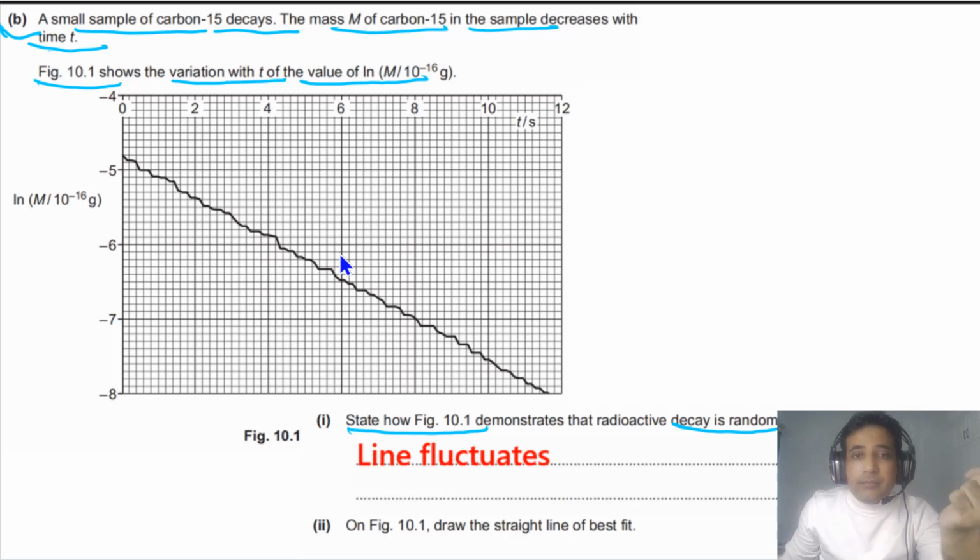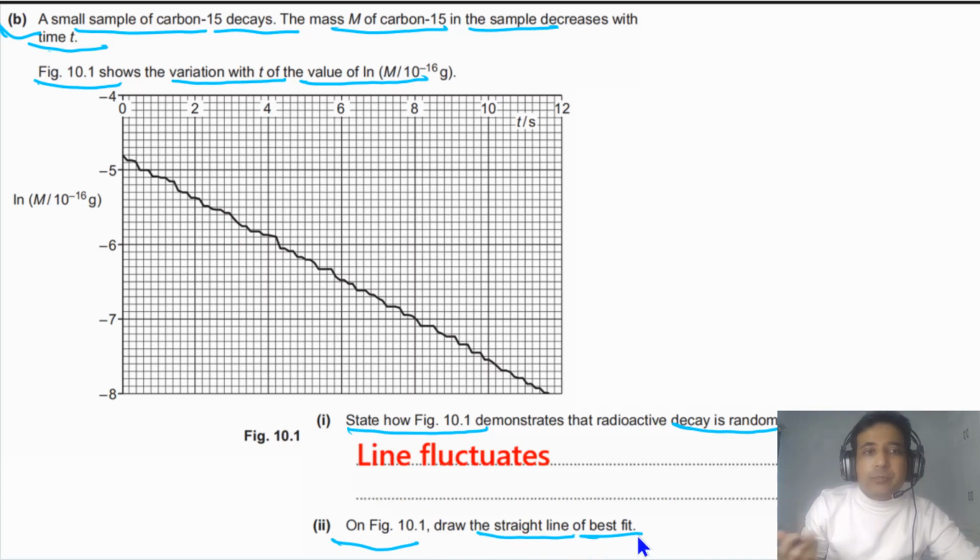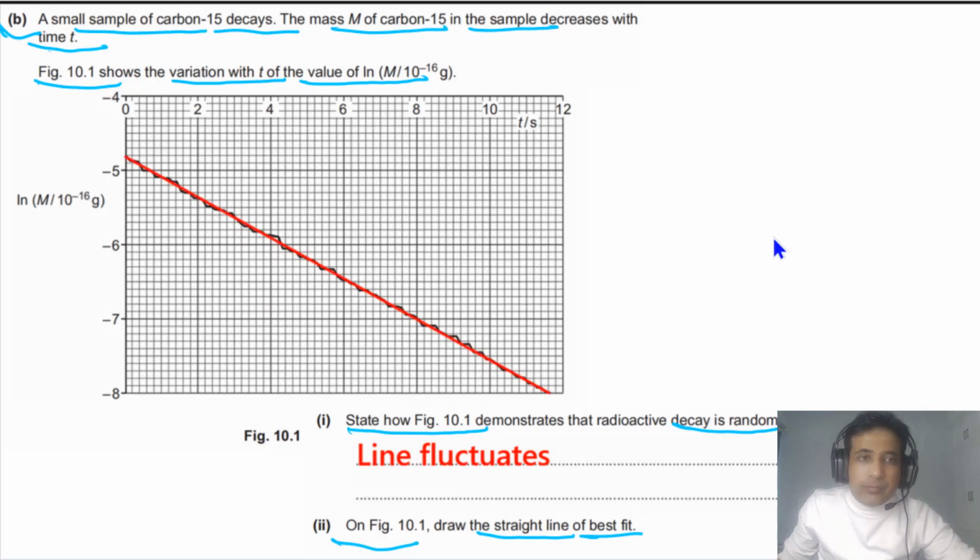For the second part on figure 10.1, we need to draw a straight line of best fit. So let me show you how you can draw it. This is how you can draw the best fit line. It has to fit this zigzag line, so the same number of points above and the same number of points below. This is how you can draw the best fit line.